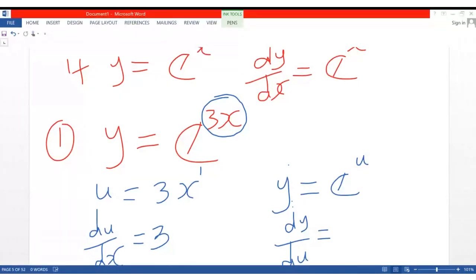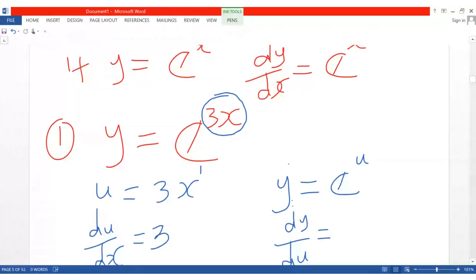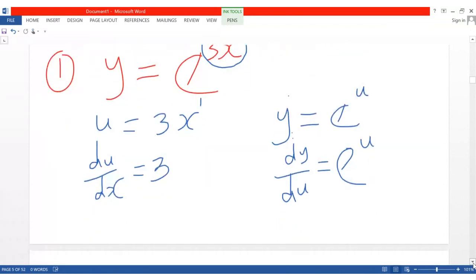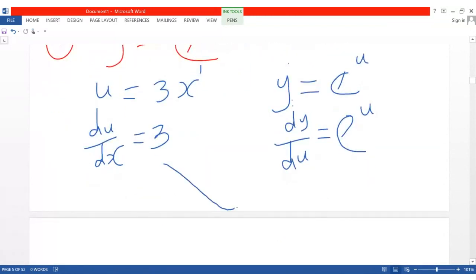The hint is there. You can get that, you're reading it from the table. So I'll still get exponential u. Differentiate exponential u, you'll still get exponential u. So the other task is for me just to multiply these two.